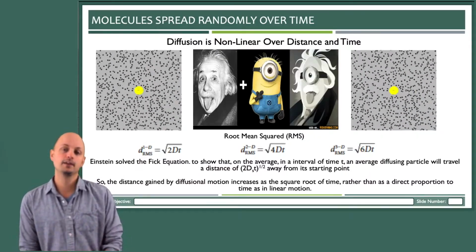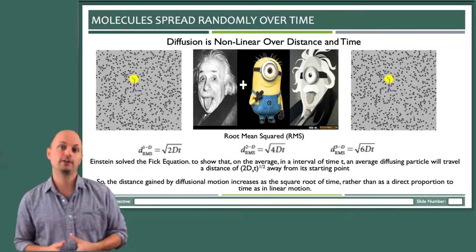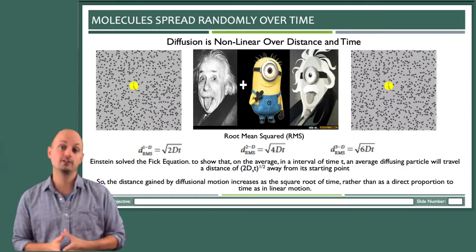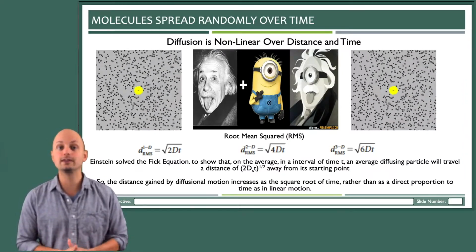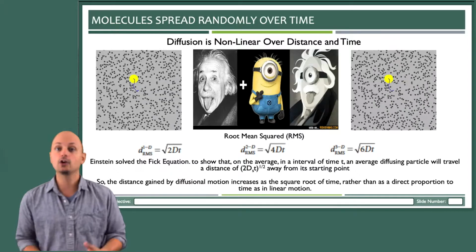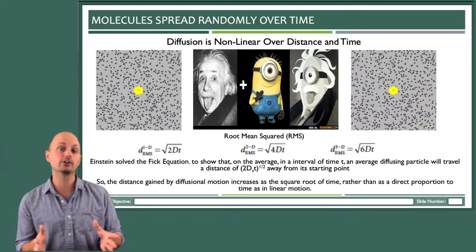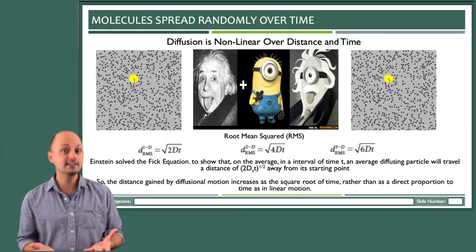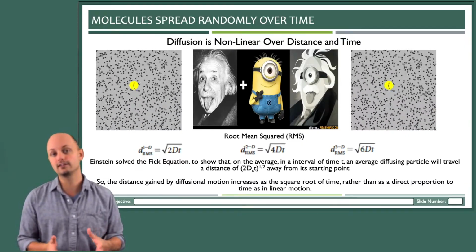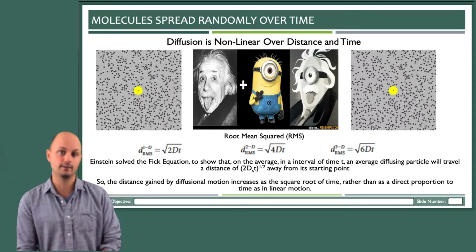And it was actually Einstein that figured out that you could describe diffusion using an equation known as the root mean squared equation. And the equation tells us that time and distance have a non-linear relationship because the distance a particle diffuses increases as the square root of time.